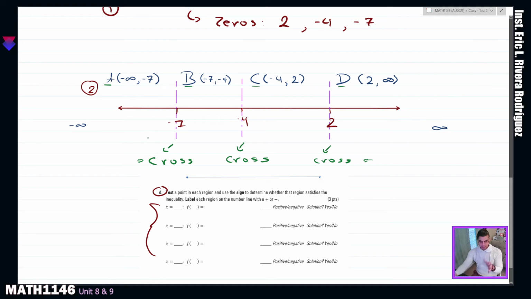Okay, for example, in region A, you can select -8 because that is the next number to the left of -7. But for me, it is more difficult to work with -8. I prefer to work with -10, because working with multiples of 10 is like working with 1, but we are going to add those zeros, right? So I prefer to select -10, but you can select -8, okay? As long as it is a value less than -7, a value that is in this interval.